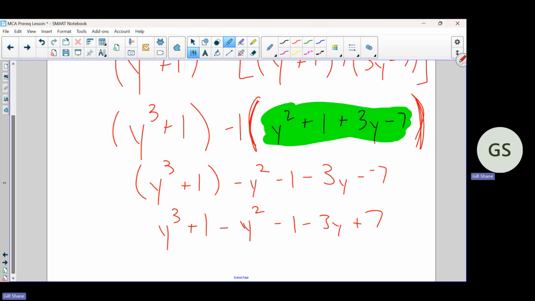Now you just look for like terms, which there really aren't that many. What are the like terms? Same variable, same exponent? Not like terms. So 1 and -1, and 7. Yeah, just the numbers. That's all you can combine. So you'll have y cubed, subtract y squared, subtract 3y, and then +7, because the ones cancel out with each other. So y cubed, subtract y squared, subtract 3y, +7.